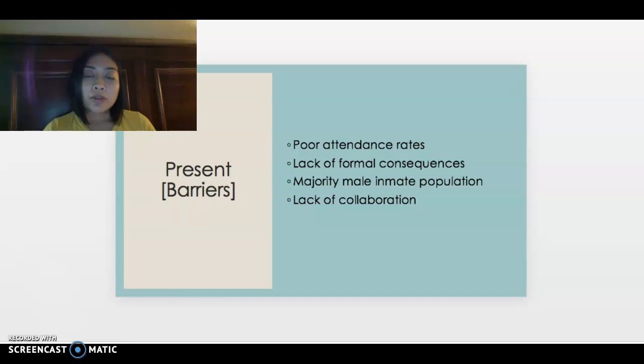In addition, majority of the research articles about behavior analysis and corrections involved male inmates. There has not been much articles including female inmates, and that could be because there is only a small percentage of female inmates compared to male inmates. Another barrier is the lack of collaboration between ABA practitioners and criminal justice practitioners.